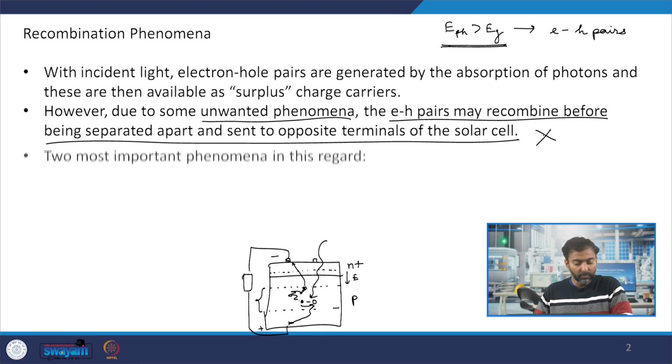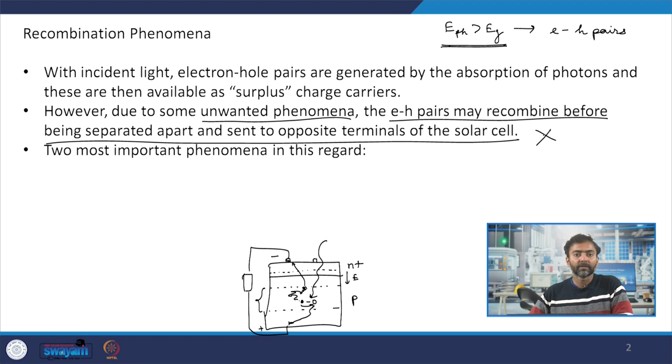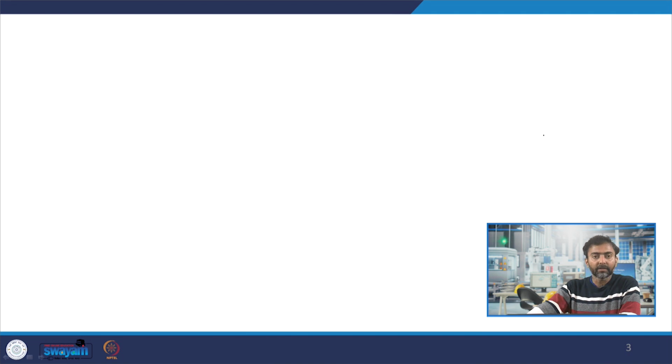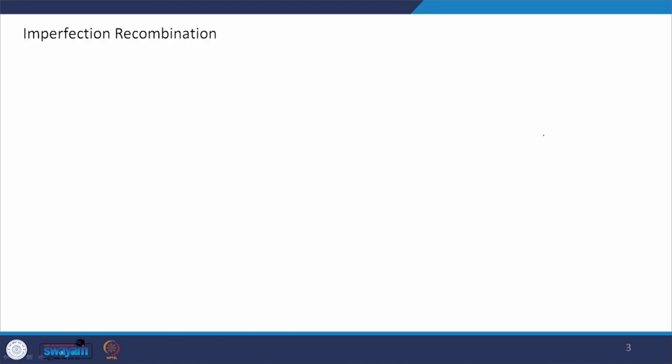There are two most important phenomena which come into the picture in this regard, which lead to this undesirable recombination. The first one is known as the imperfection recombination, and the second one is known as the surface recombination. We will look at both these phenomena one by one in detail and try to understand what exactly is happening in both. To begin with, let's look at the imperfection recombination.